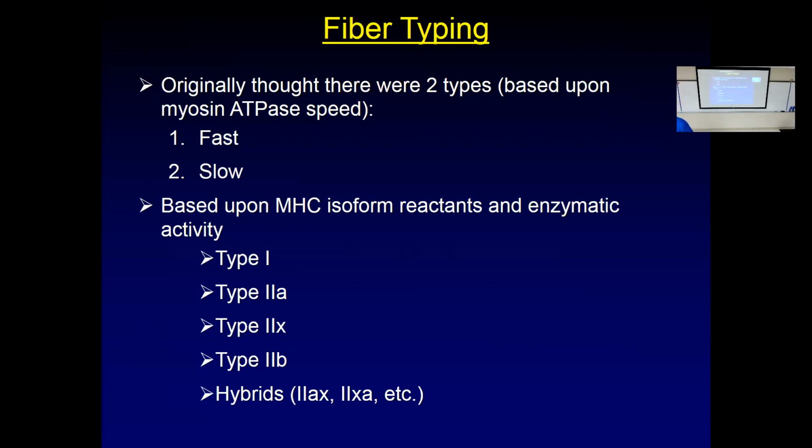So this is where it gets complicated. With training, you will turn the heavy chain from 2X into 2A heavy chain. So there is an actual physical change that takes place that's going to be accompanied by a small change in the ATPase rate in that particular muscle fiber.